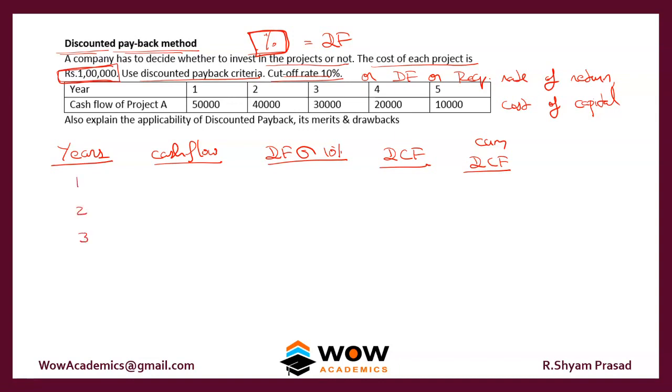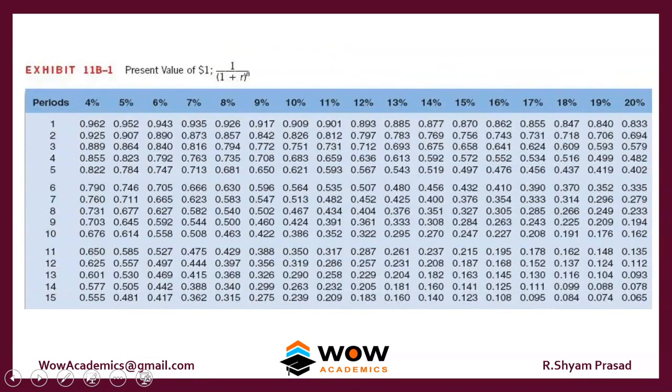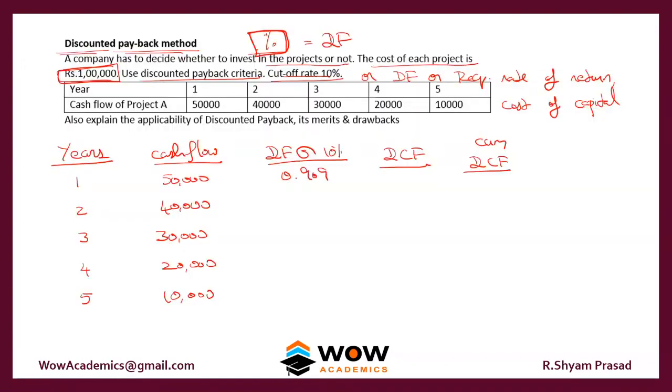1, 2, 3, 4 and 5. So the first year is 50, 40. Factor is we can look at the table and we can get the numbers. So we have the numbers here. This is the present value table. The number that we want is for the 10%, and for 5 years we want 0.909, 0.826, 0.751, 0.686, 0.621. So we have got the numbers from that.